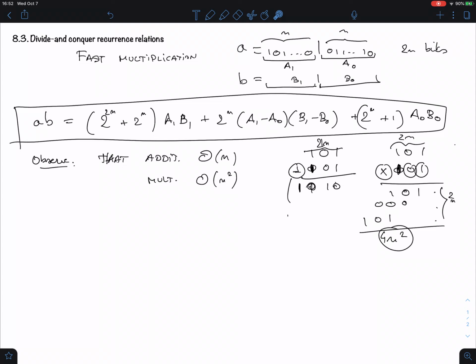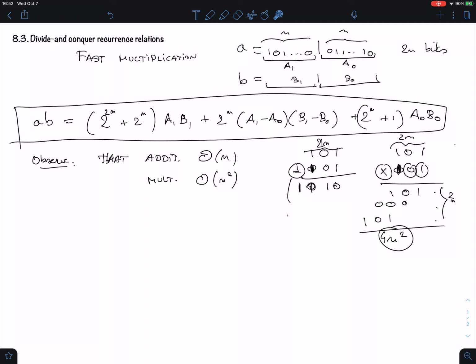So to get these numbers doesn't require that many steps. Now the point is that this is a number of n digits, and this has n digits, so we multiply these. We have reduced our problem of 2n-bit multiplication to multiplications of n bits, and it's 3 times.